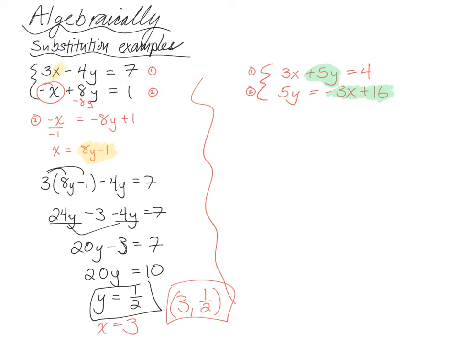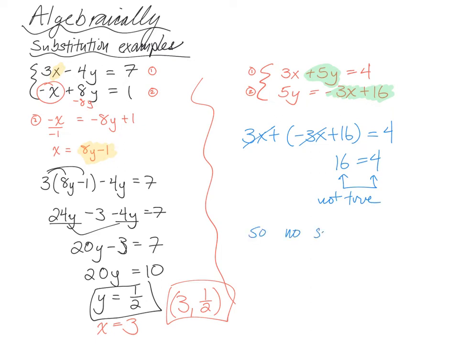So let's get blue. There we go. So I will have 3x plus, it's not 5y anymore, it's negative 3x plus 16 equals 4. So the 3x and the negative 3x cancel out. We're just left with 16 equals 4. Ooh, that is not true. And since that isn't true, our answer is no solution.